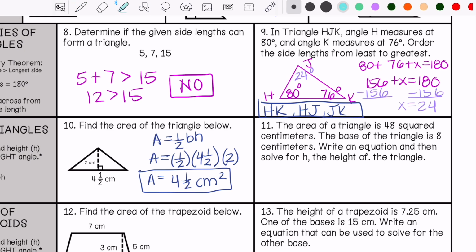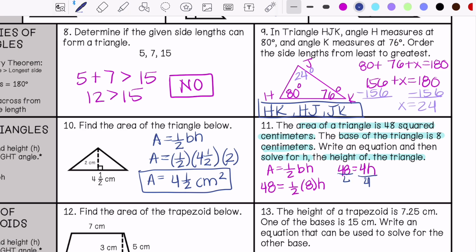Now we have a backwards problem. The area of the triangle is 48 square centimeters. The base is 8 centimeters. Write an equation and then solve for h, the height of the triangle. So area equals 1/2 base times height. 48 equals 1/2 times 8 times my height. 1/2 times 8 is 4. And we solve this just like a one-step equation. So my height is 12 centimeters.